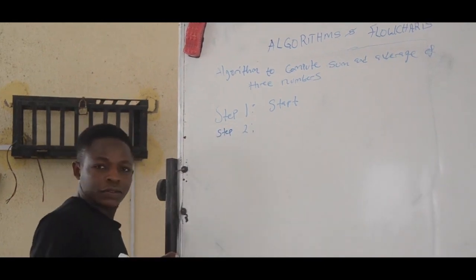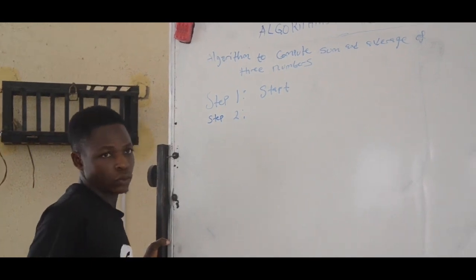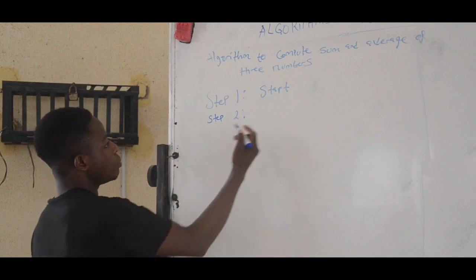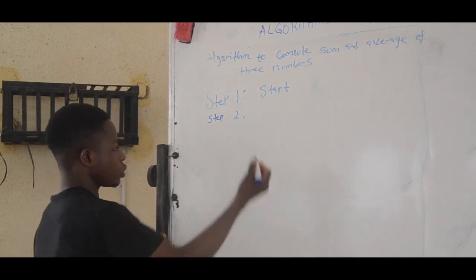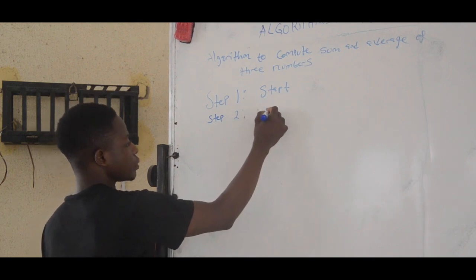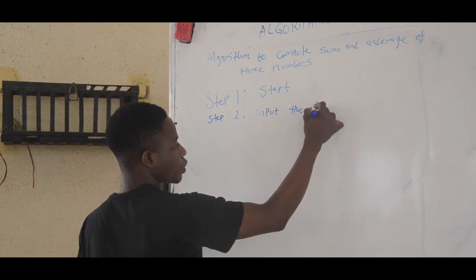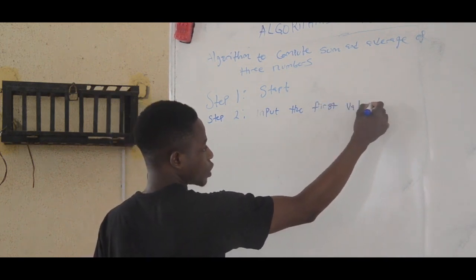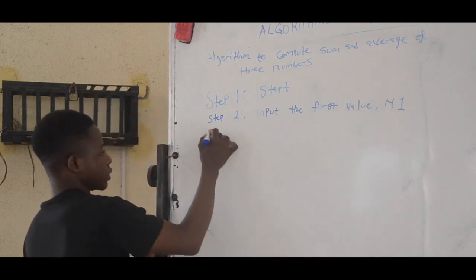So now we have to accept the user input, the user value. We don't know what the user has in mind to input. As I've already said, you can use either read or input. You can use input to make it more interactive. Input the first number or the first value. You can call it N1. So now you can see your step 3.